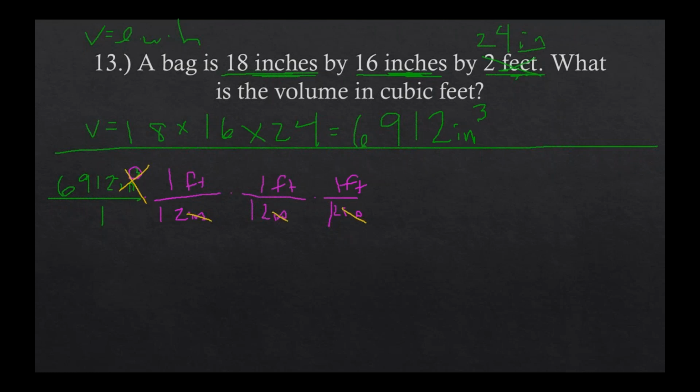Okay. So now that we have that, now I can take the 6,912 cubic inches, divide by 12, divide by 12, divide by 12. And you should get 4 cubic feet. Correct.